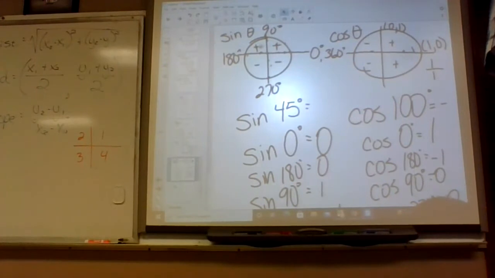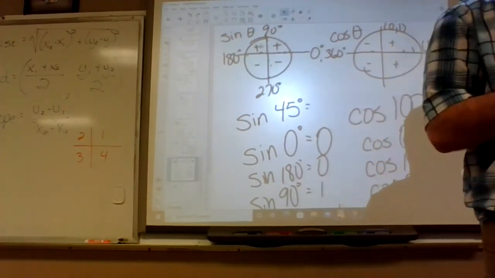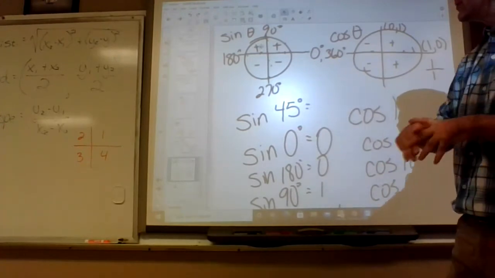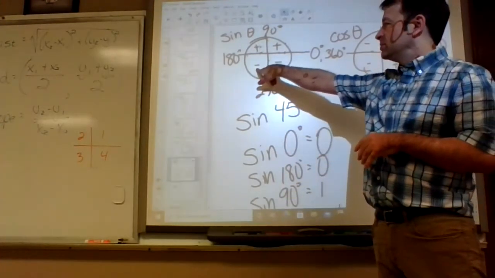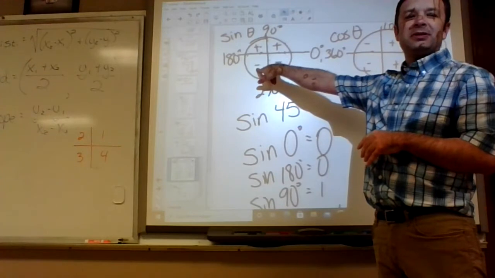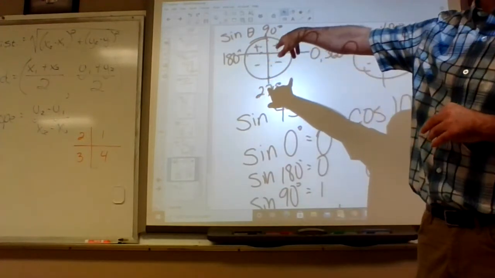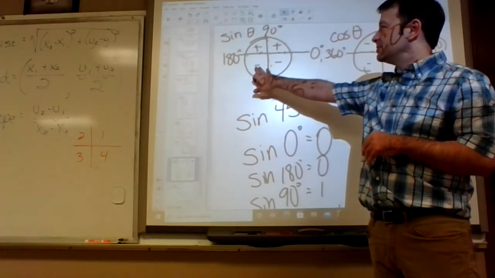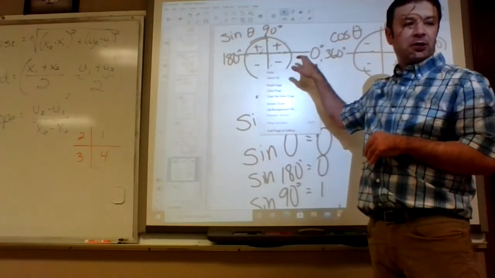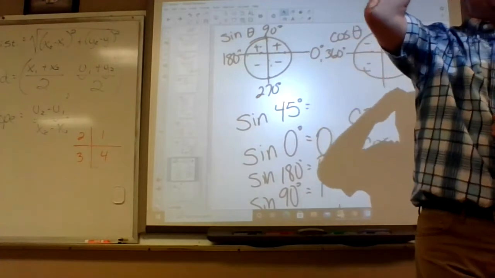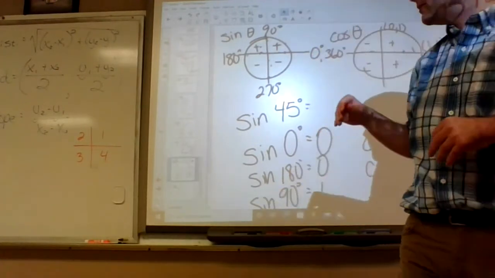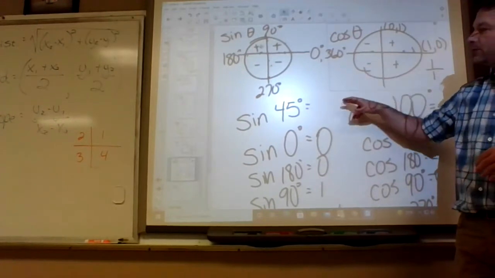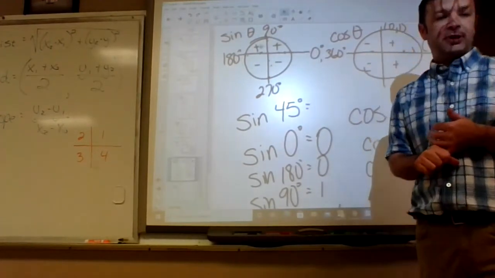Okay, on B, sine is less than 0. So where is sine negative? Sine is negative on the bottom, quadrants 3 and 4. And then it says cosine is also negative. Where's cosine negative? Left, quadrants 2 and 3. So it's quadrant 3. Quadrant 3 is where they're both negative.